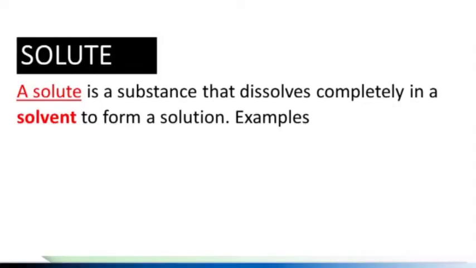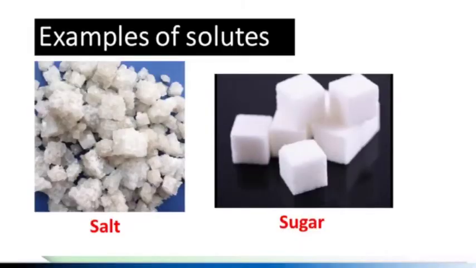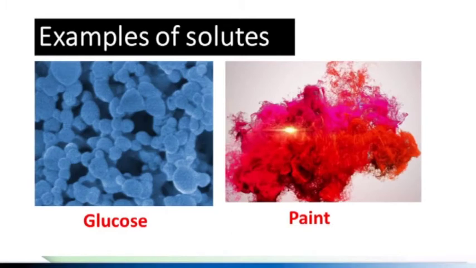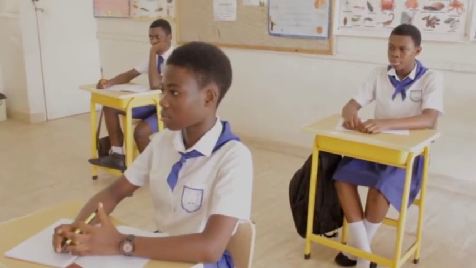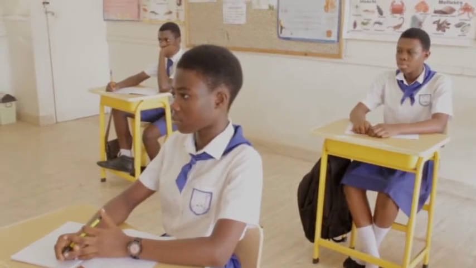A solute is a substance that dissolves completely in a solvent to form a solution. So any solid substance that you put in a liquid, for it to be dissolved, is called a solute. Typical examples include salt, sugar, glucose, and paint. So a solute is a solid particle that can dissolve in solvents to form a solution.